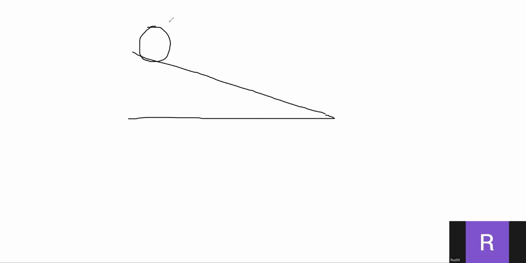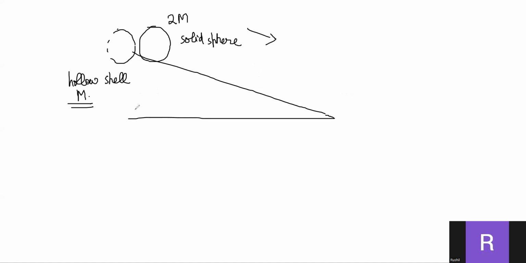This is a standard problem. Why is this I an issue? I think that the answer might be given wrong. Solid sphere of mass 2m is rolling down an incline, and also a hollow shell, mass m, rolling down an incline. Which will reach the bottom first? So we have to find acceleration like this.